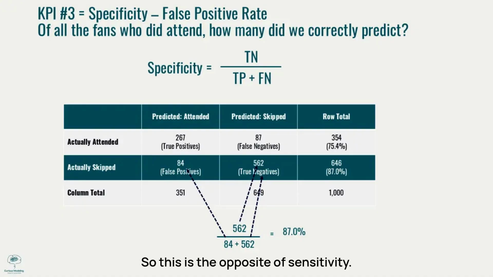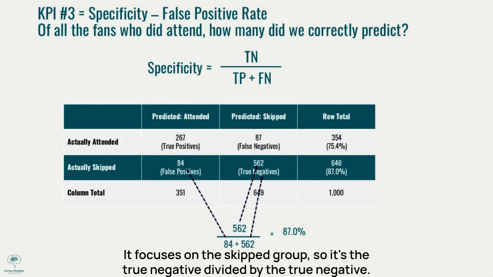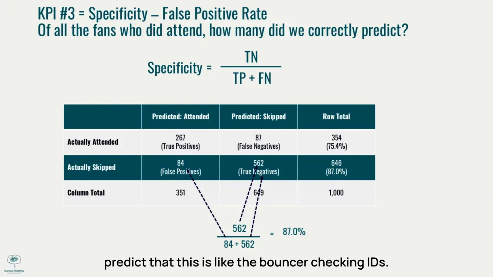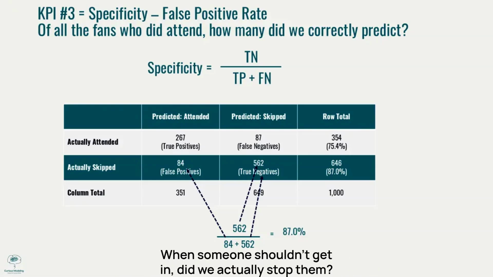Specificity. This is the opposite of sensitivity. It focuses on the skipped group. So it's the true negative divided by the true negative plus the false positive. It tells us when someone skipped the game, how often did we correctly predict that? This is like the bouncer checking IDs. When someone shouldn't get in, did we actually stop them?